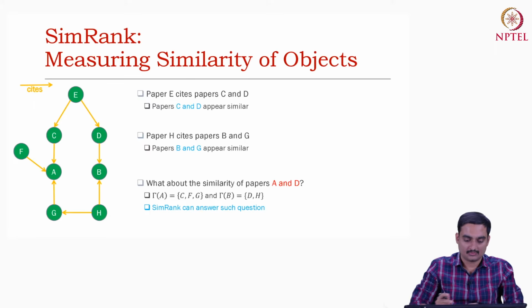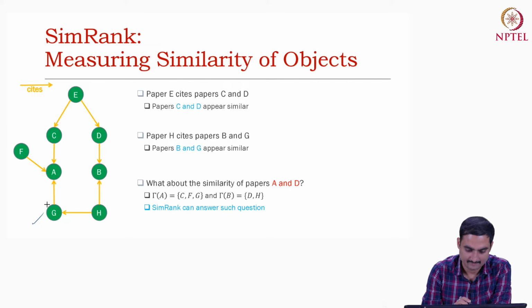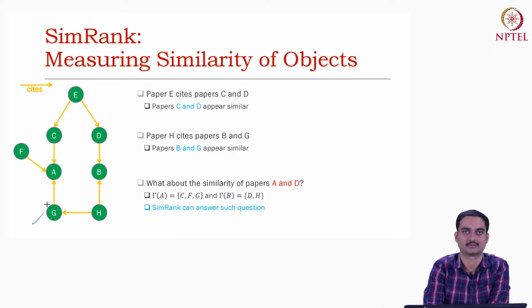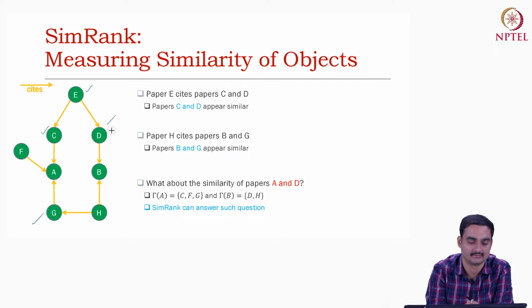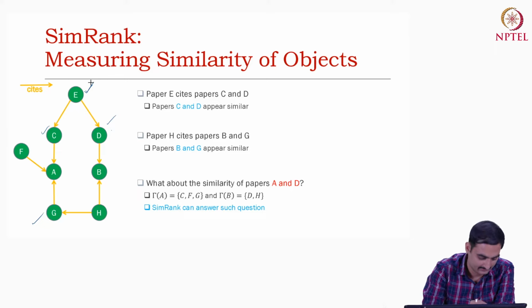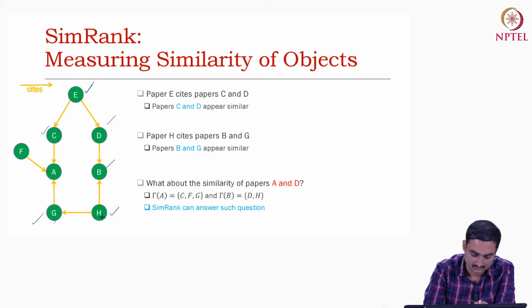Okay. So here is the idea. This is the network, and let's say this is a citation network, and node E cites papers C and D. Therefore C and D, although they are not connected to each other directly, are related because they are cited by the same paper E. Node H cites both B and G. So B and G are related because they are cited by the same paper H. Okay. What about A and B?